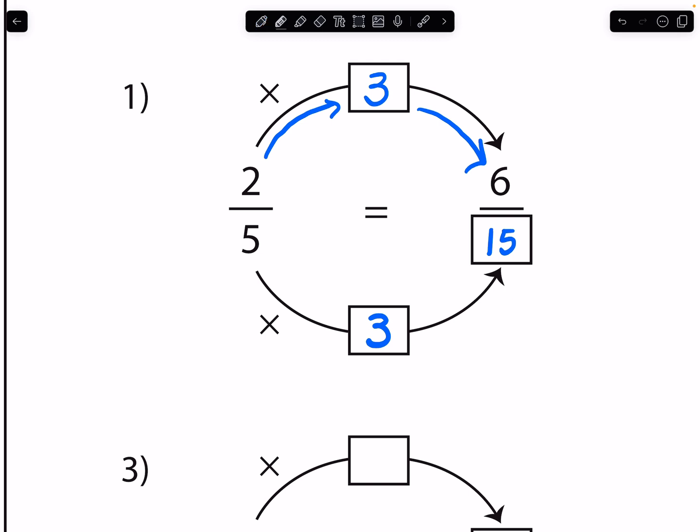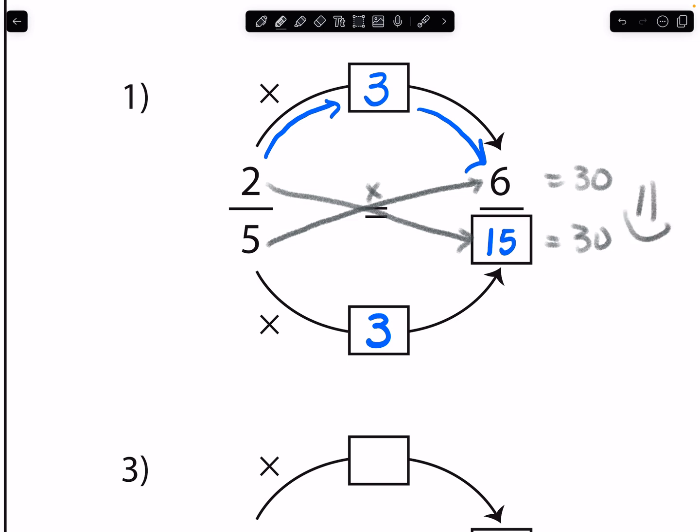Now, if we want to be magical, we can cross multiply to check. 5 times 6 equals 30. 2 times 15 equals 30. So our answer is correct.